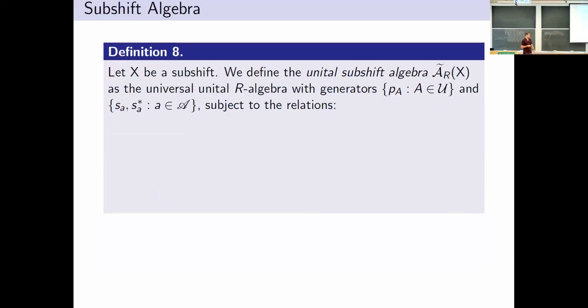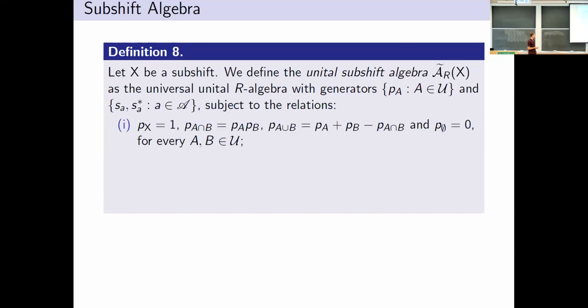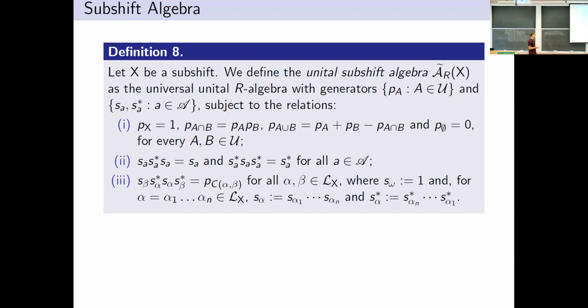Okay, so now we can define the subshift algebra. So for a subshift, it's going to be a universal Cuntz algebra. There is a projection for each element of the Boolean algebra, those C alpha betas, and a partial isometry for each letter of the alphabet. And the relations are, well, these are the usual relations for projections. They behave nicely. That's the partial isometry one.